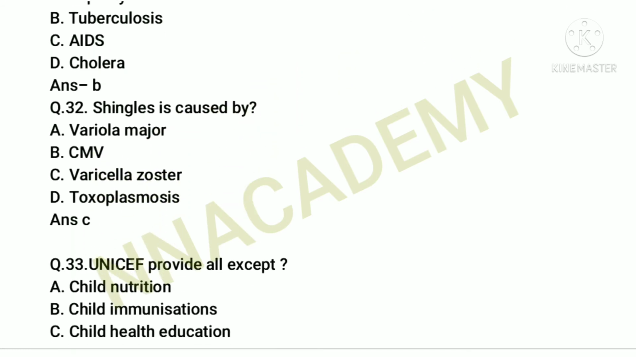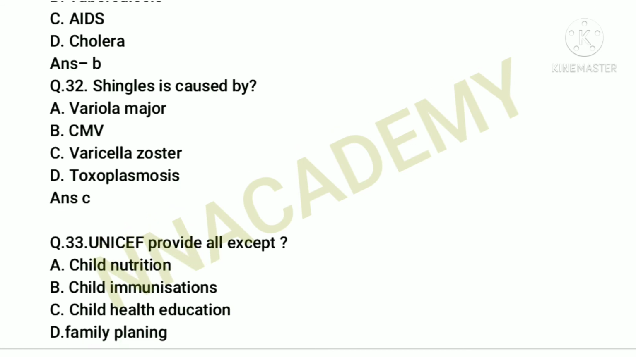The next question is, shingles is caused by. Options are option A variola major, option B CMV, cytomegalovirus, option C varicella zoster, and option D is toxoplasmosis. The right answer is varicella zoster. Shingles is caused by varicella zoster.